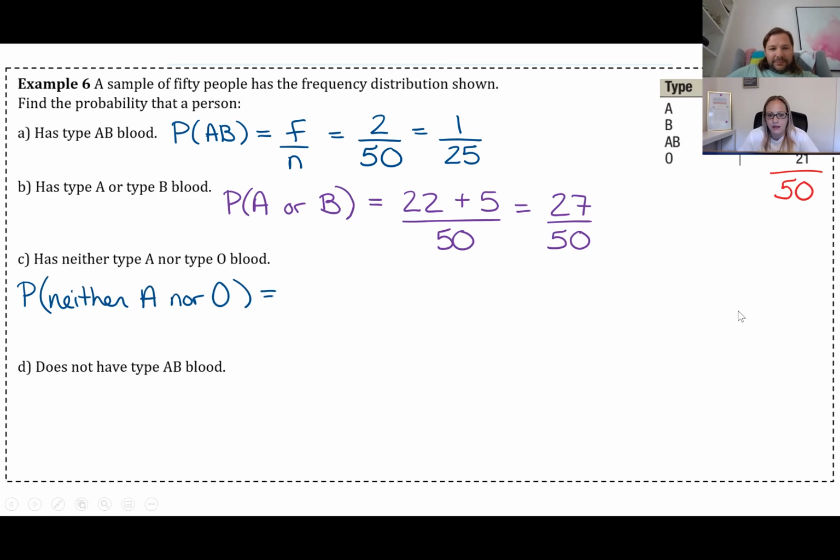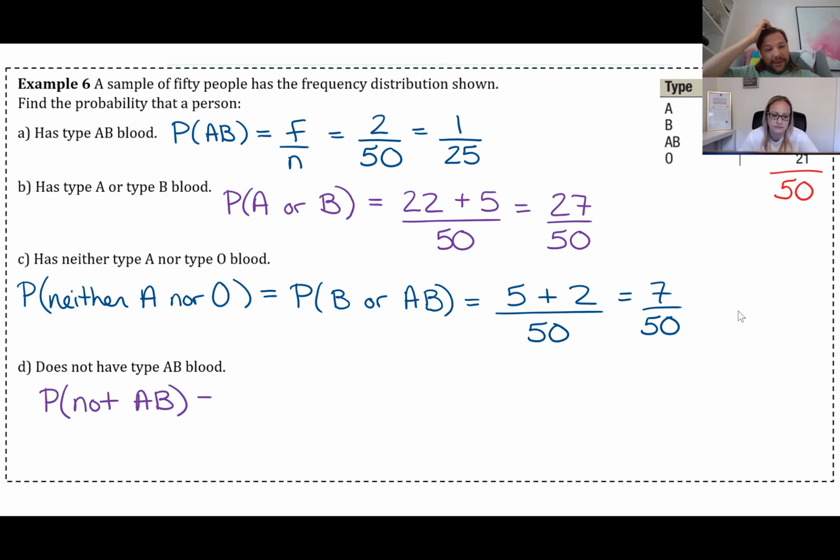So another way of thinking about that, if it's not A or O, then that means you either have B or AB. Okay, so you can kind of translate it like that for yourself. So then the frequency for type B blood is 5, AB was 2, so we'll add the 5 and the 2, so we get 7 out of the total of 50.